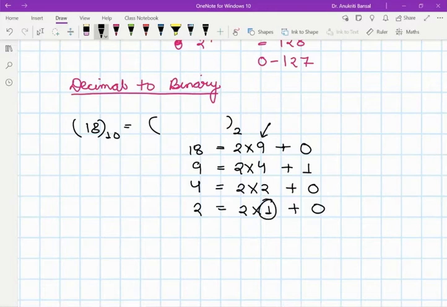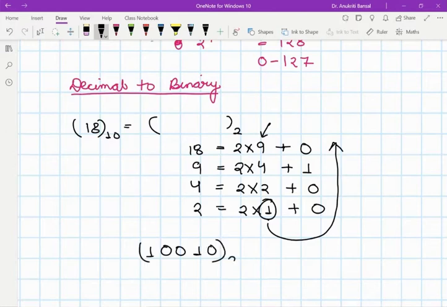Okay. Now your binary representation includes this quotient 1 and the set of these previous remainders in reverse order. So this is my binary number. That is 1 0 0 1 0. Is this clear?